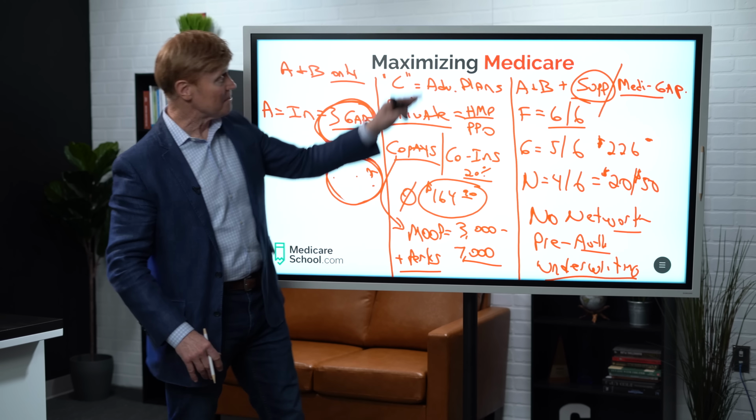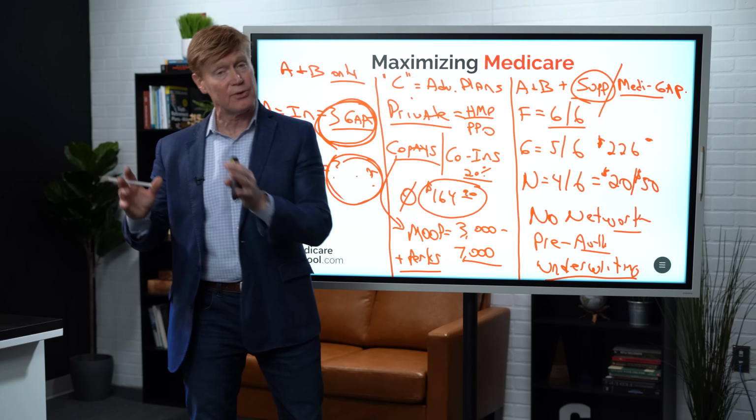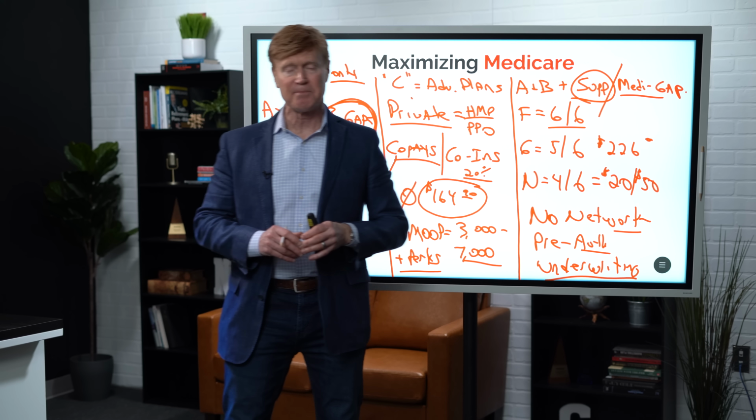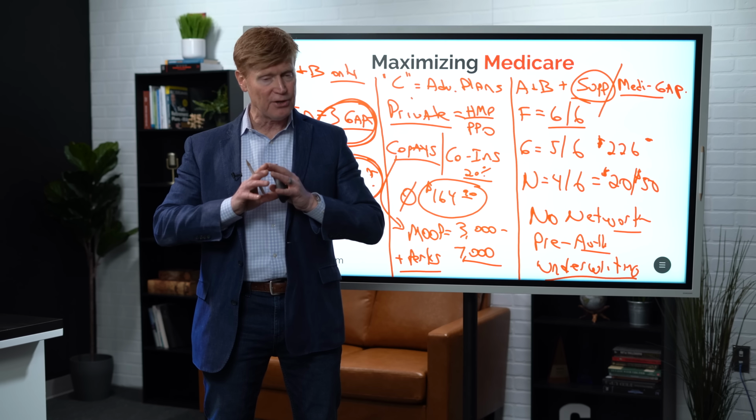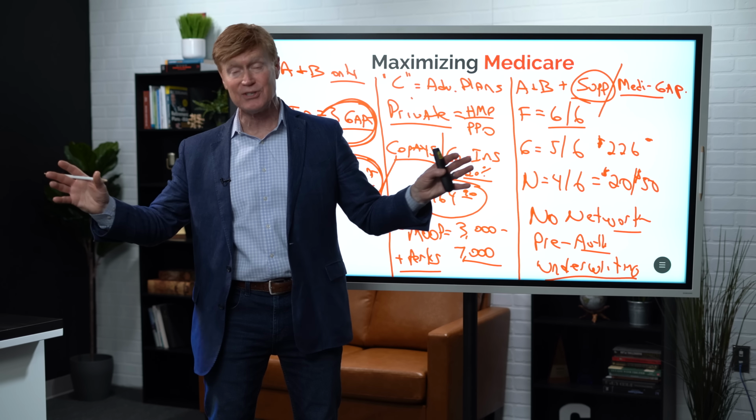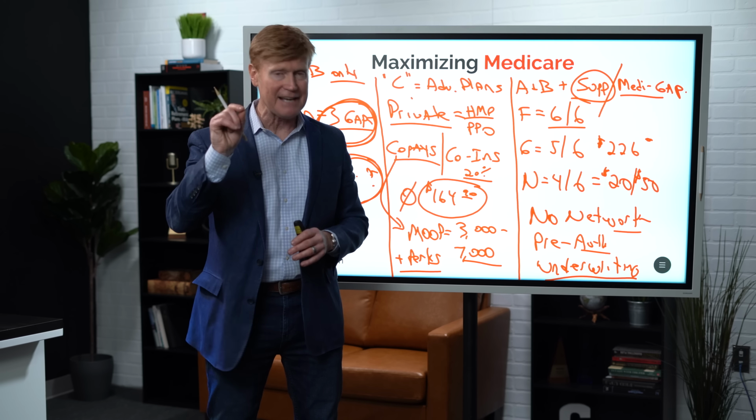And again, if you want to maximize your Medicare, then in my opinion, you'd have A and B, and then you would get that supplemental plan to fill in those gaps. There'll be no financial surprises. We have no networks to deal with, no pre-authorizations. You have a lifetime policy.